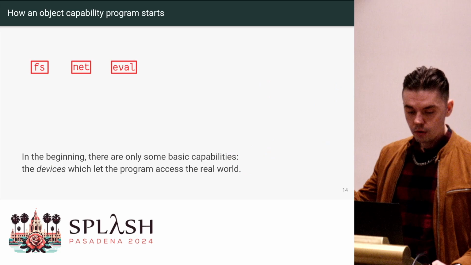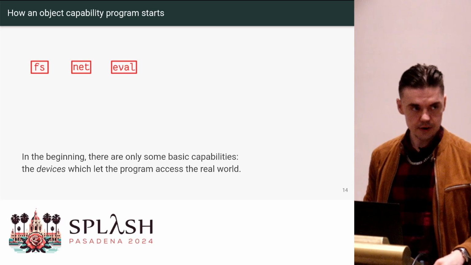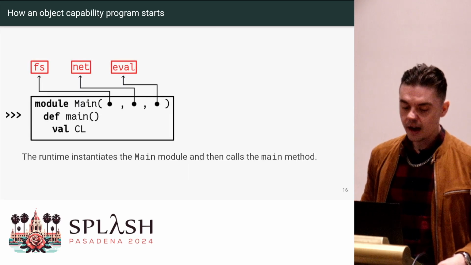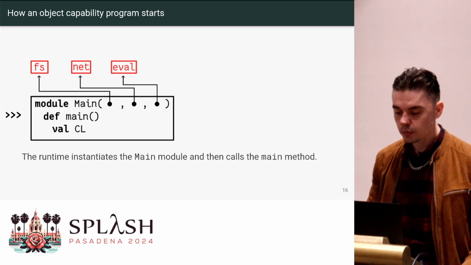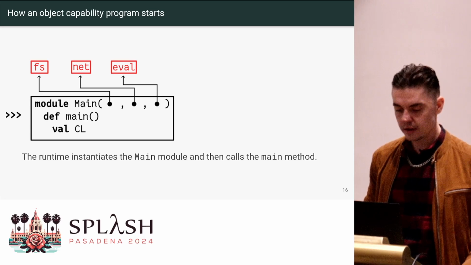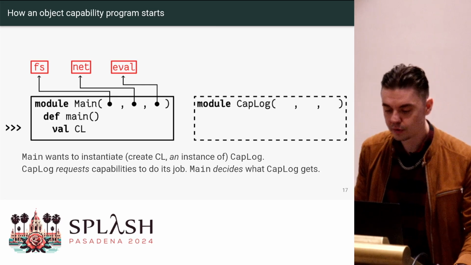So here is how this program starts. First, there are only some basic capabilities which we call devices, right? You need to use those to access the real world. To actually start the program, the runtime needs to initialize the main module and then call its main method. And so then code can instantiate modules like caplog.